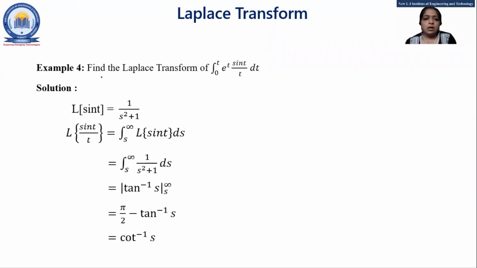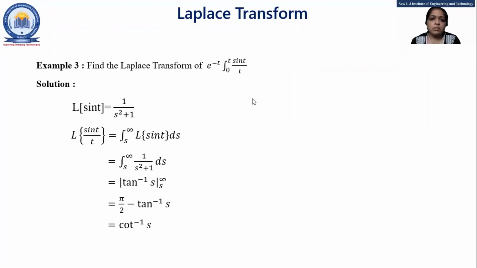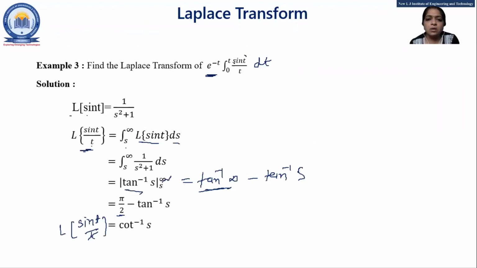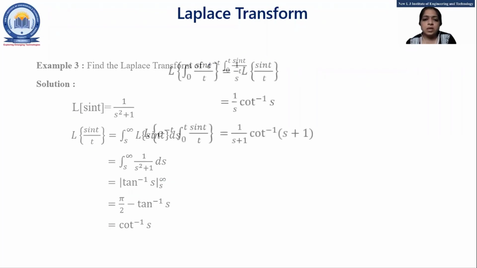See, find the Laplace transform of integration 0 to t of e raised to t sin t upon t. What is the difference between this example and the previous example? Here, the exponential term is in the integral, and in the previous example, the exponential term is out of the integral, right? So the same thing.